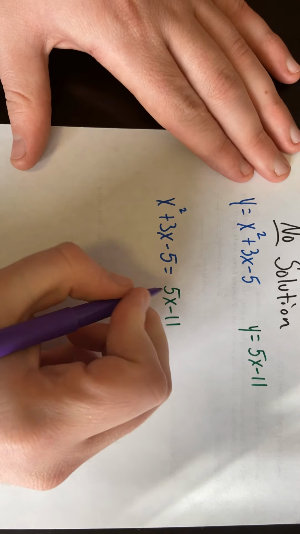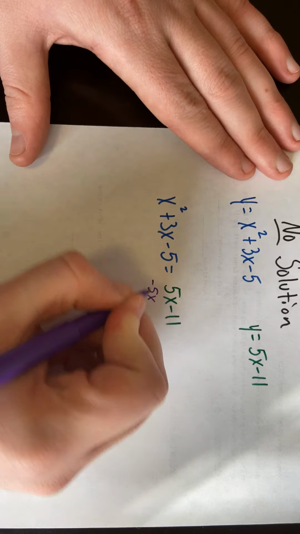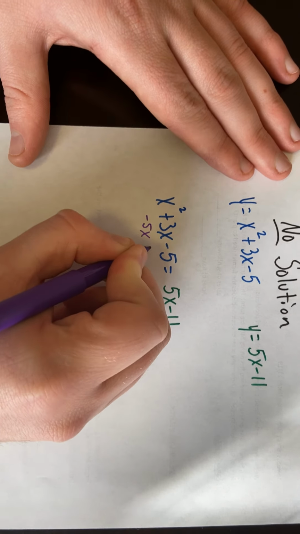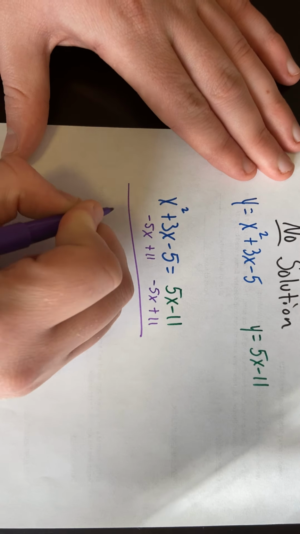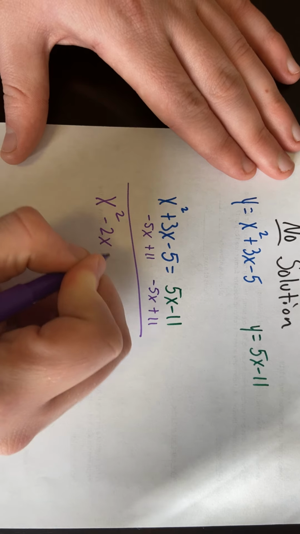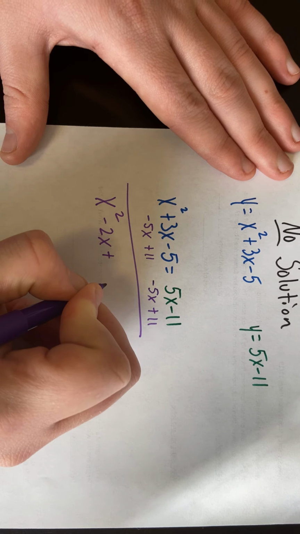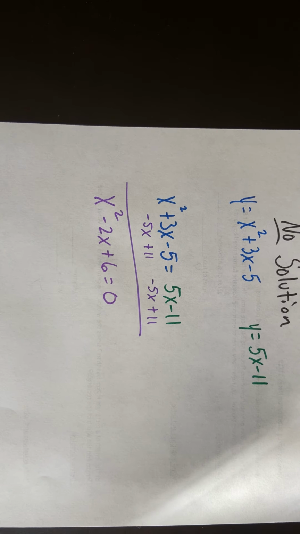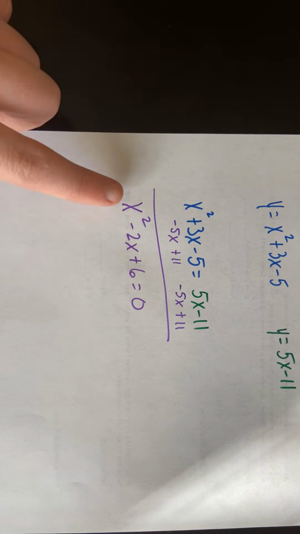So I have my 5x. I'm going to subtract that from both sides. Remember to combine like terms. I'm going to add my negative 11 to both sides. Okay, so that's going to leave me with x squared minus 2x plus 6 equals 0. So maybe you jump in right away and think factoring, okay, because that a value is 1.